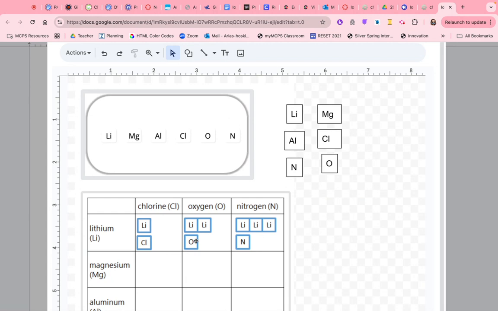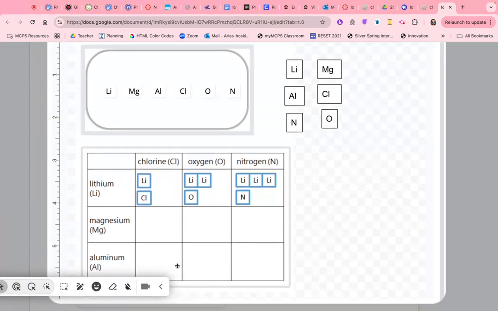For the oxygen, it is different because oxygen is 2 minus if you look at your periodic table. So with 2 minus, you need 2 lithium in order to cancel them out. So you have 2 Li's and 1 oxygen, and then you balance the formula. For here, N is nitrogen, which is 3 minus. So you need 3 lithiums, 3 Li's, in order to cancel each other.